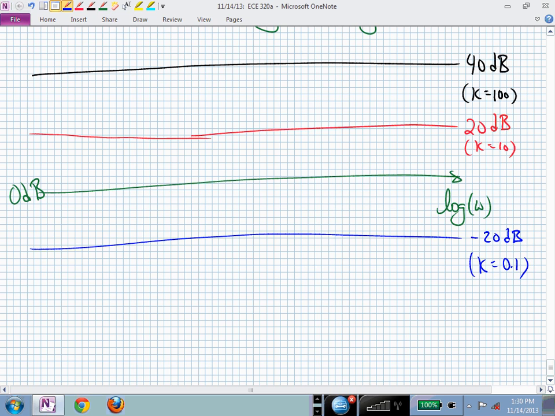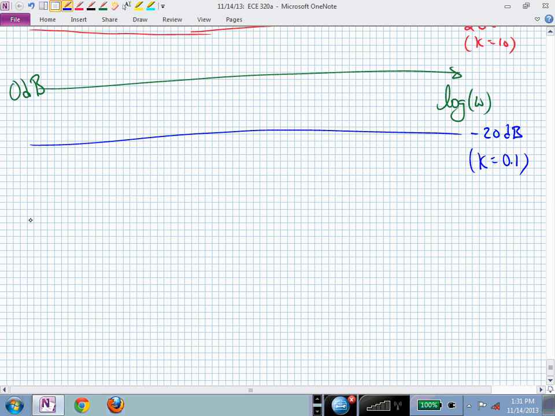If you had a gain of 1, where would that line be? It would be right on that green straight horizontal line of 0 dB. A gain of 1 is 0 dB for all frequencies, because log of 1 is 0. Scale it by 20, it's still 0. What's the phase of this gain look like?